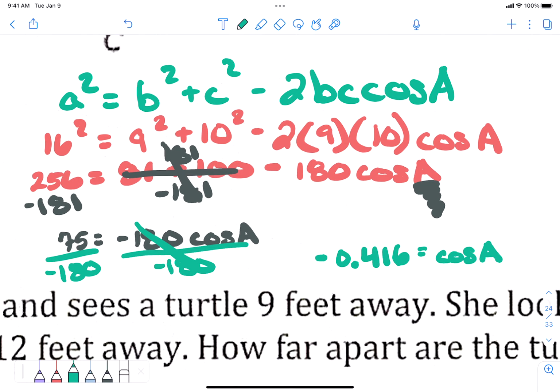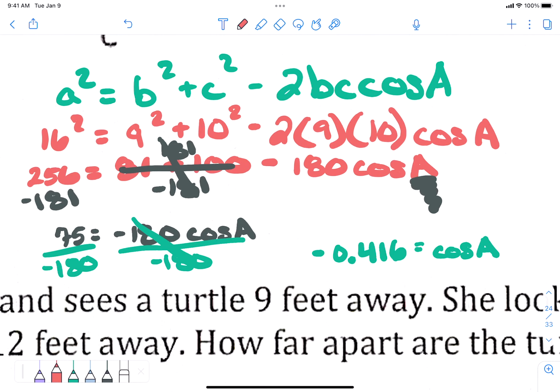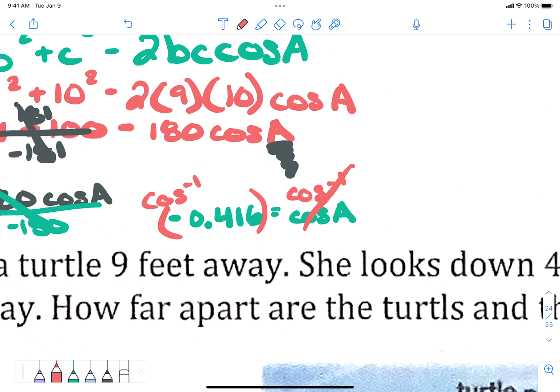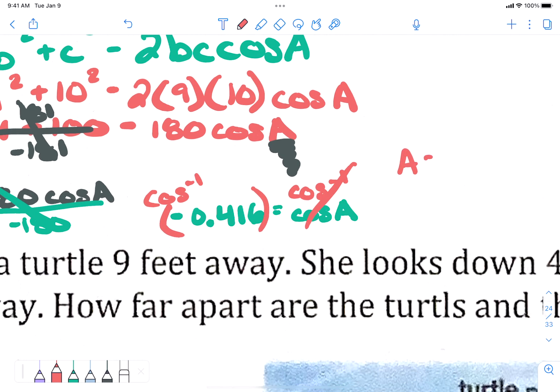Now how do I get just A? How do I get rid of the cosine? Inverse cosine. So it's the same procedure, but when you're solving for an angle, you will eventually have to use the inverse something. Inverse cosine, right? So do inverse cosine. Don't forget to put your negative in there. I guess use the answer button, right? Use the answer button so we don't have the rounded version. A is going to be what?